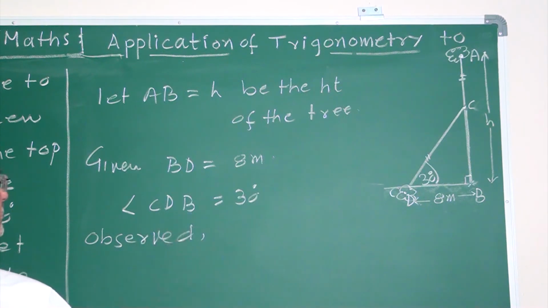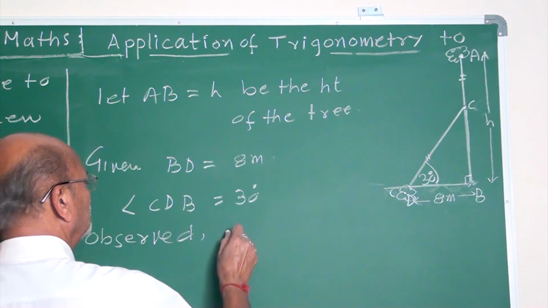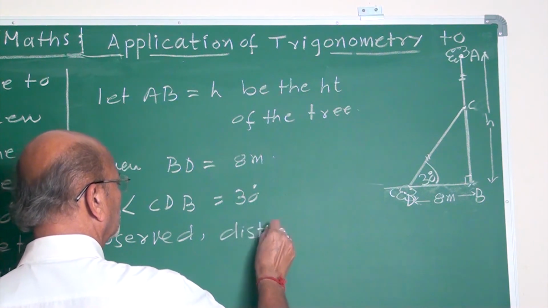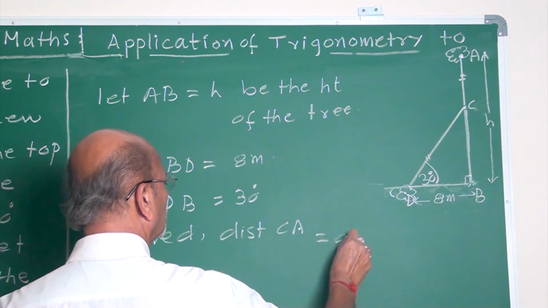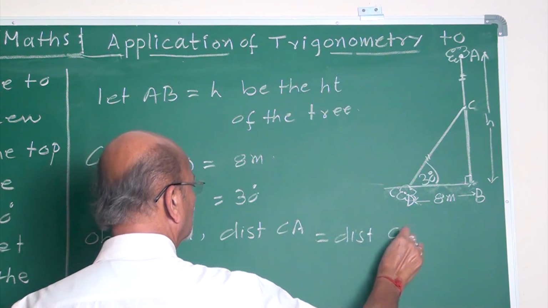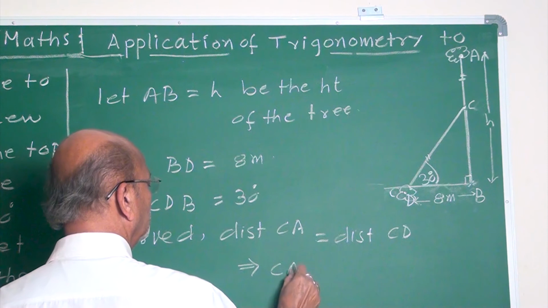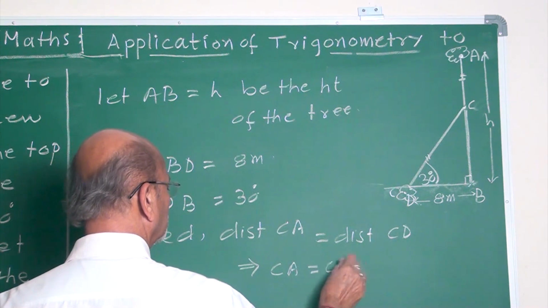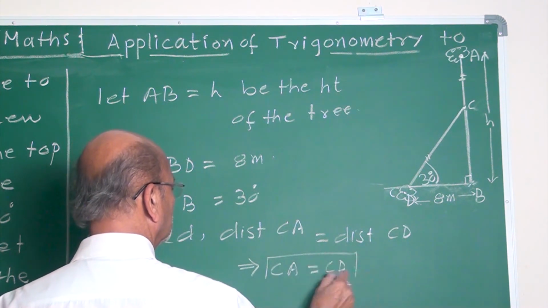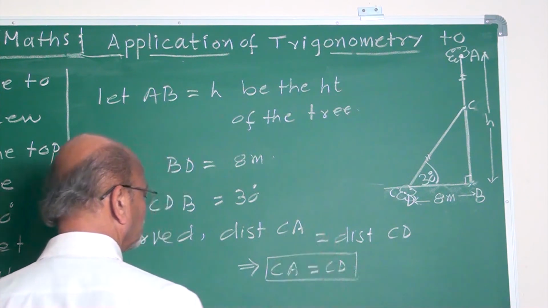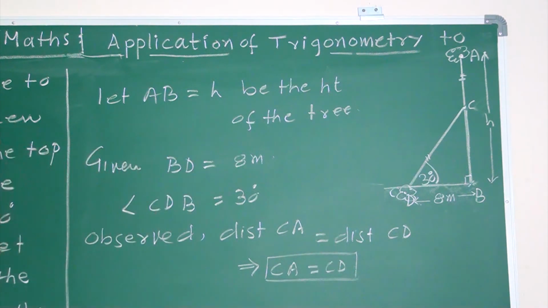It is observed that the distance CA equals the distance CD, that is CA equal to CD. CA is CD. This is a very important rule. Yes. Then from the triangle, which triangle?